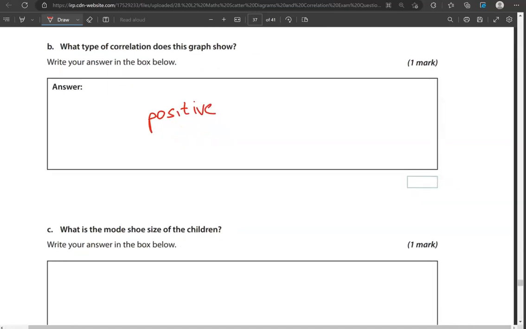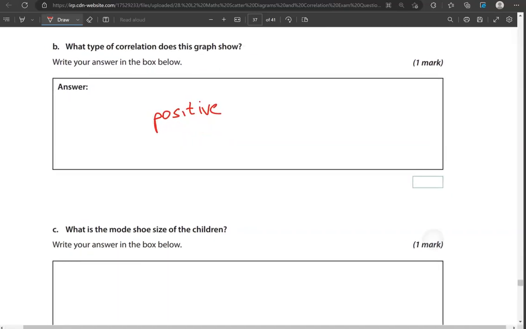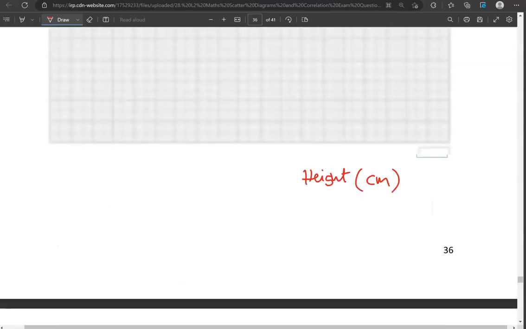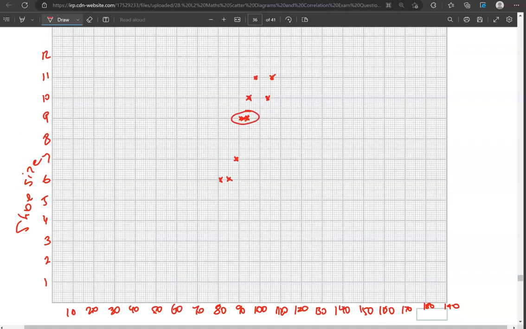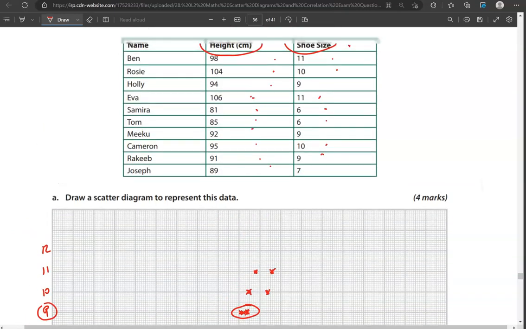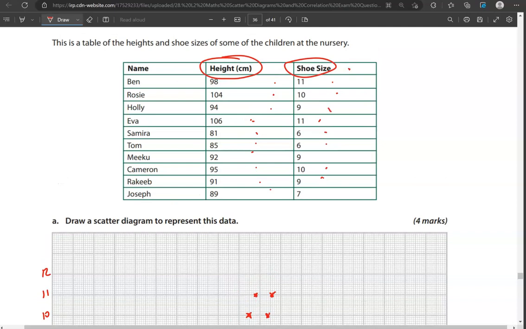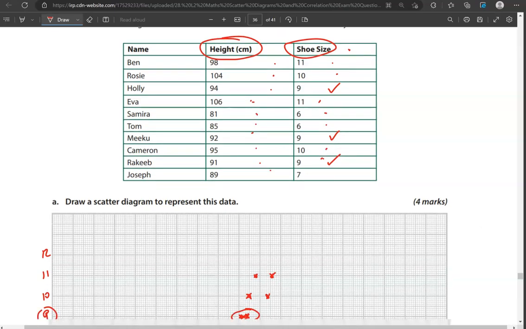What is the mode shoe size of the children? So the most common shoe size. It's 9, because we've got 3 points in here. And we can confirm it in the table. So we have 1, 2, 3 9s in here. There are 2 11s, 2 10s, 2 6s, and so on. But there are 3 9s.